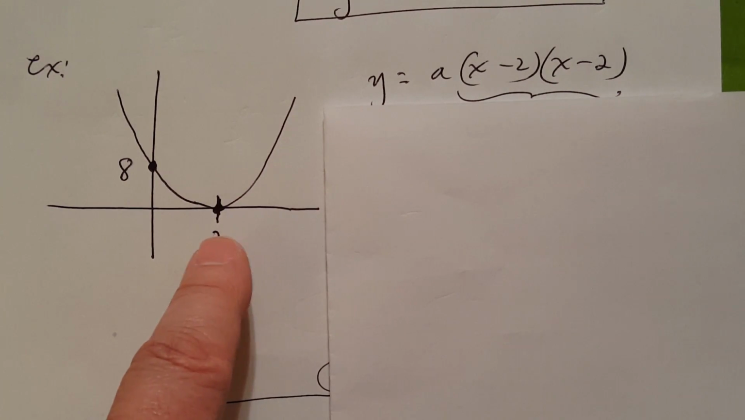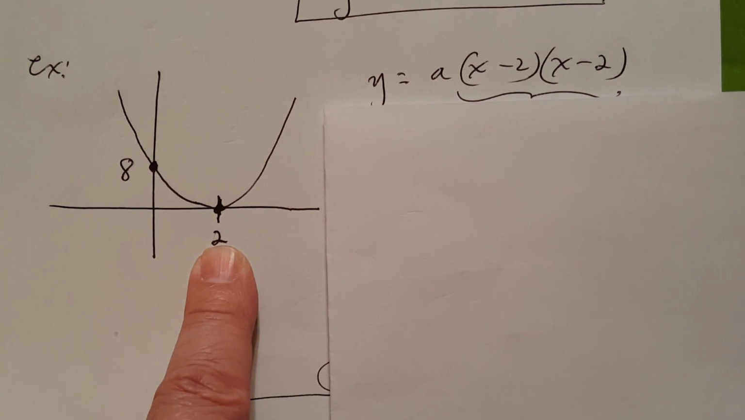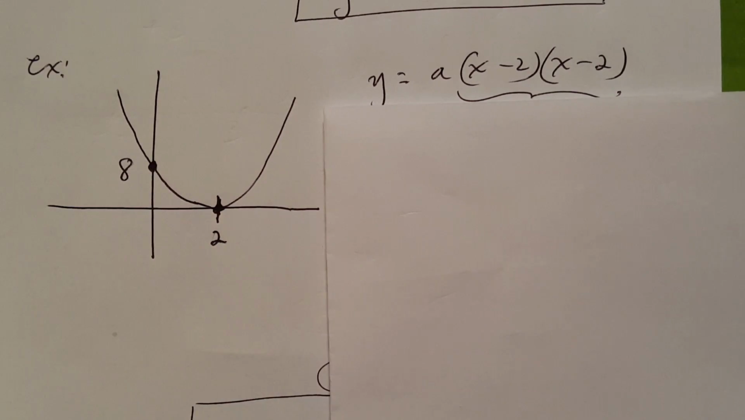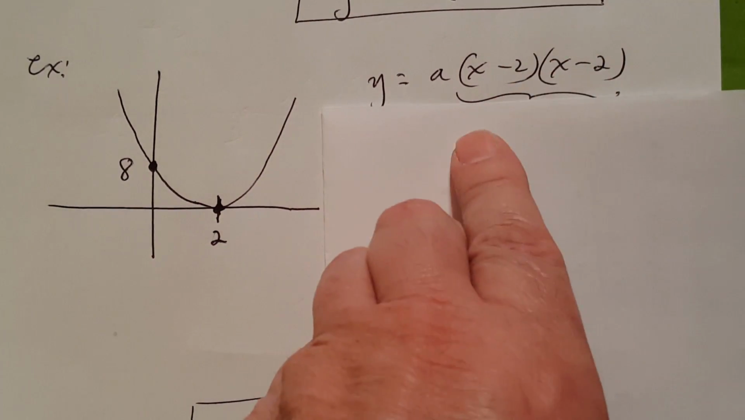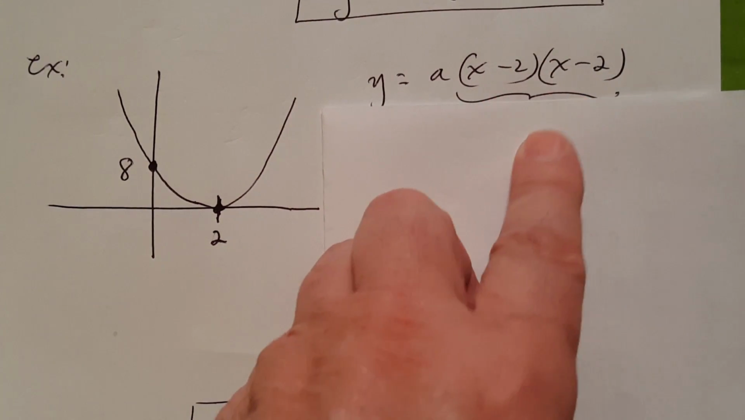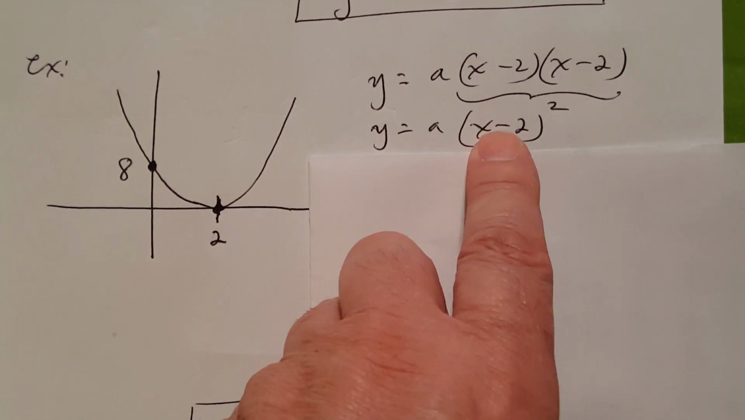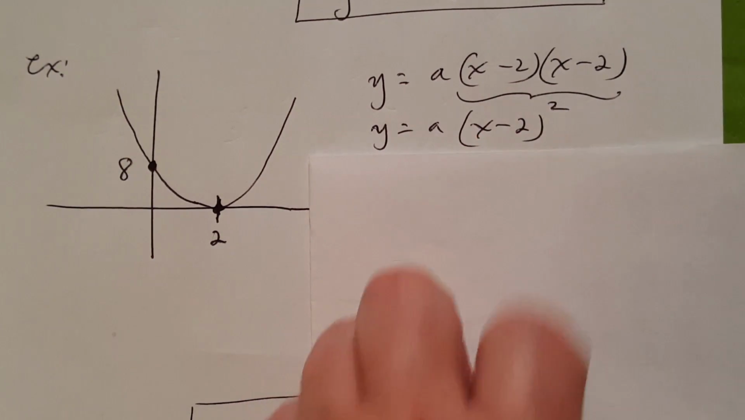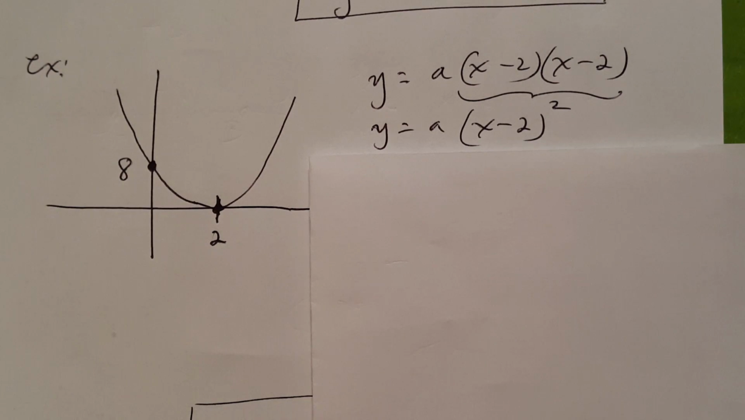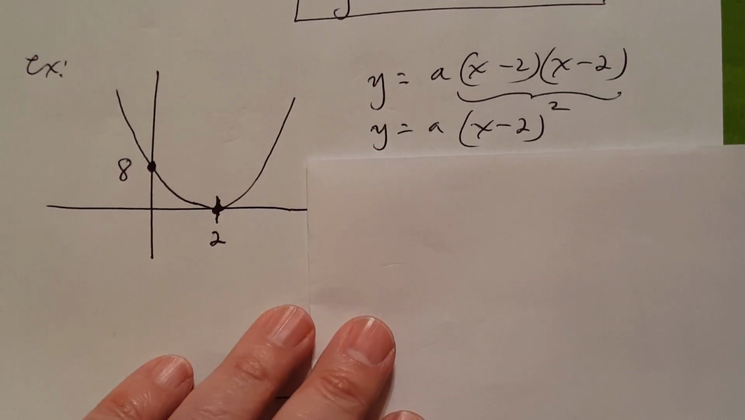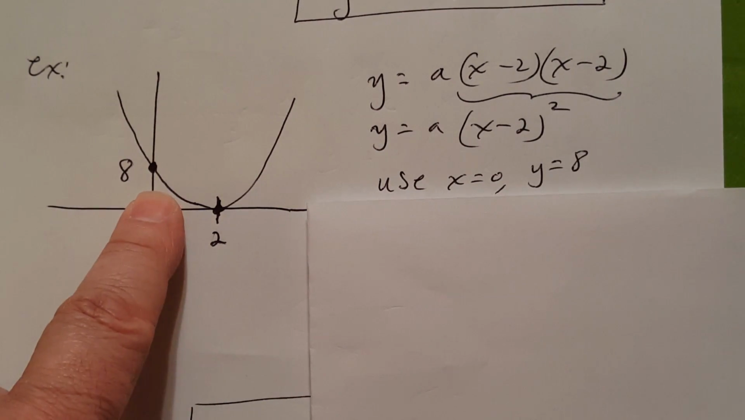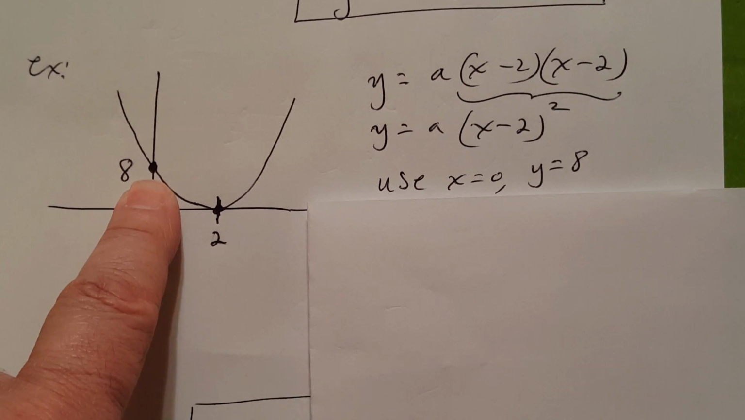Because there is no other intercept. So I'm just going to use it twice. And of course, if they're exactly the same, we can rewrite it like this, right? X minus 2 squared. Okay? Now we're back to finding a. How do you do that? Again, you're going to use x equals 0 and y equals 8, right? This point is 0, 8.